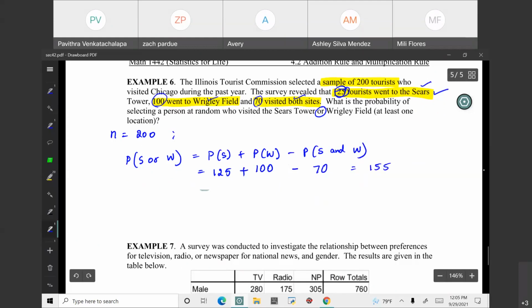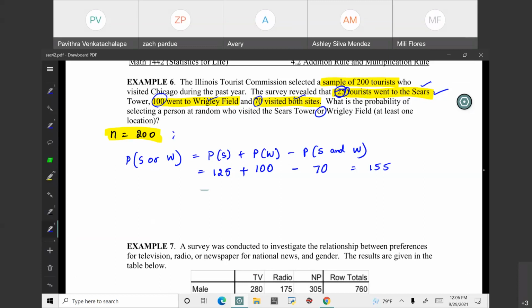Now, they have given us the values. We did find P of S or W. But why do you think they have given this value? Observe clearly and tell me what are that 125, 100, and 70? Is that the actual probability or number of outcomes? Okay, they are just telling us that these are just the number of people who visited. It is not the actual probability.